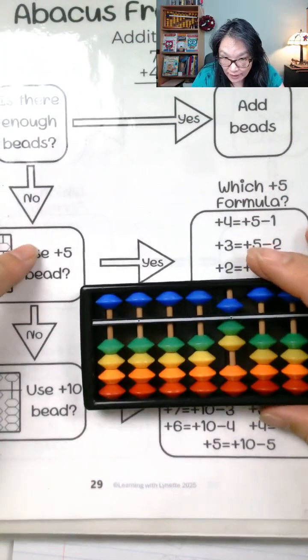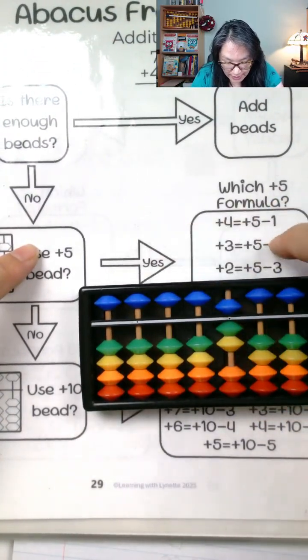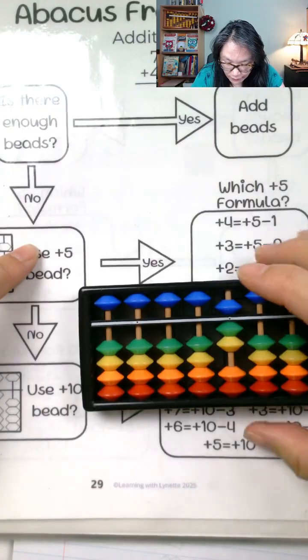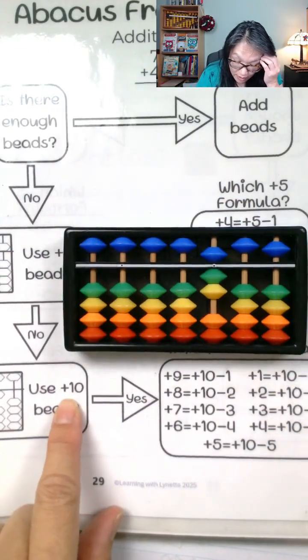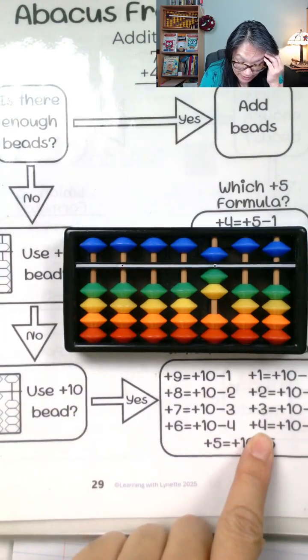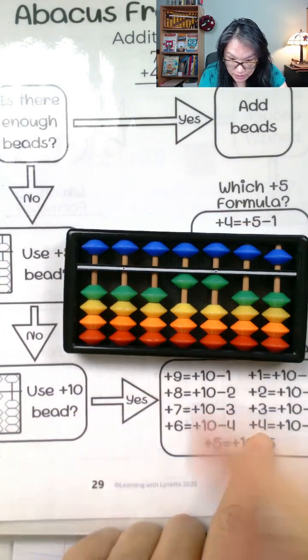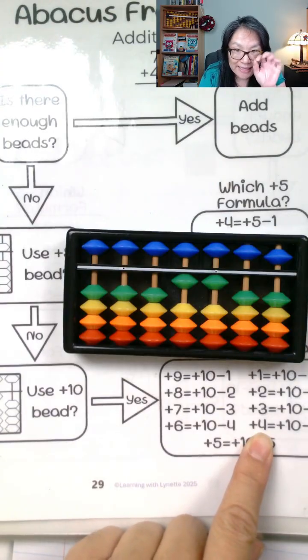Can I add the 5? Yes or no. No, I can't because I already have the 5. So my next one is plus the 10, minus the 6. So it's more of a workflow than it is at the same time.